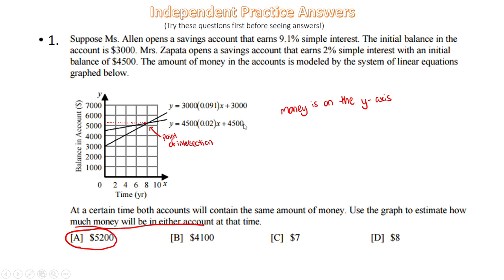Another reason why you would not want to type these into your y equals key is because it would take you forever to find that match, but it would be there eventually. Actually, no, it would not. It's just you wouldn't see it because it doesn't cross at a whole number.